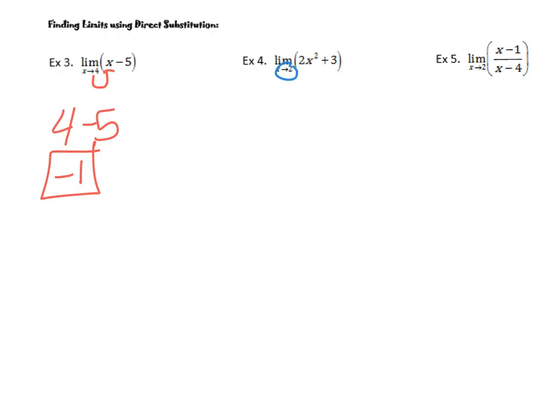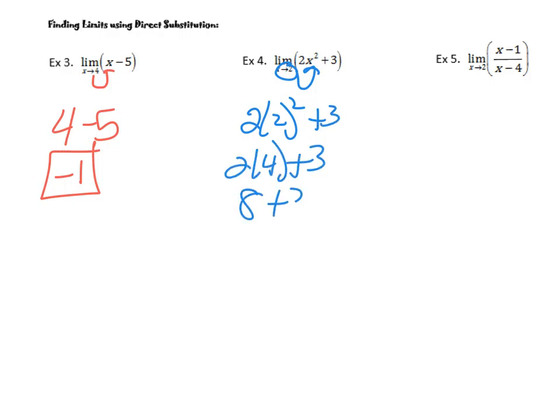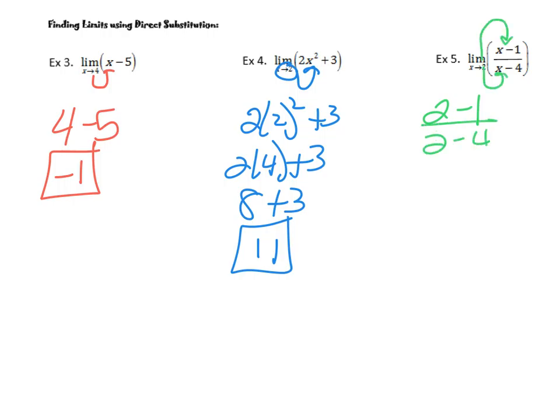And then on this one, 2 gets plugged in here. 2 times 2 squared plus 3. So 2 times 4 plus 3, 8 plus 3 will give me 11. For 2 minus 1 over 2 minus 4, I'm going to plug in 2 here and here. So that's 1 over negative 2, so that's negative 1/2.